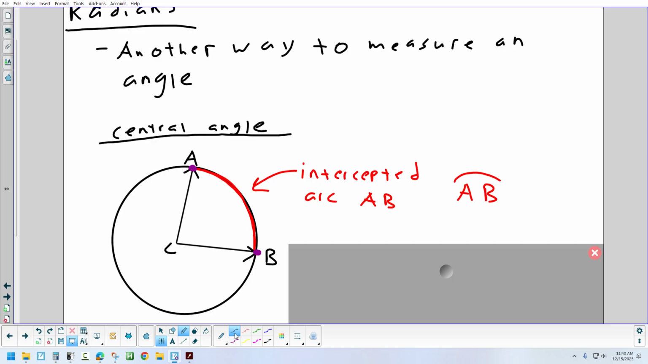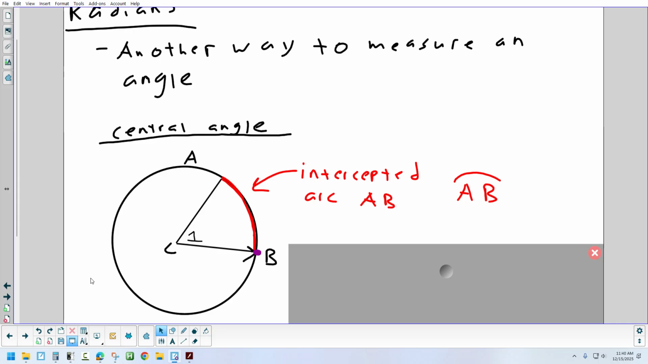Now, if this angle was exactly 1 radian, it's a little bit big. It should be smaller. If I want to make it a little more to scale, I could fix it a little bit. That's a little better. That's about what 1 radian looks like. Without getting out a protractor, it's kind of hard to do it exactly, but about like that.